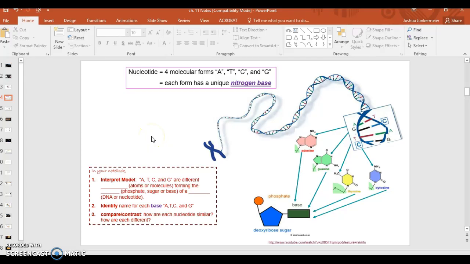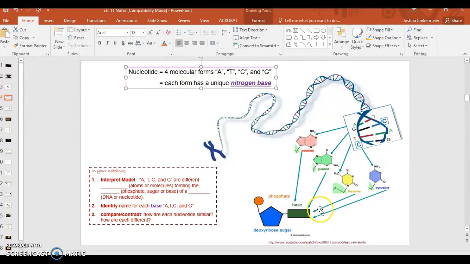This is slide 4, and on slide 4 we have a definition that you should definitely write down. So write slide 4, and then the definition says nucleotide. There are 4 molecular forms of nucleotides. We have A as in adenine, T as in thymine, C as in cytosine, and G as in guanine. So there are 4 specific nucleotide molecules that are ordered in a specific sequence, one after the other, in specific ways to create the code that is DNA, the code that will actually make a specific protein that makes you who you are. It says each form has a unique nitrogen base.